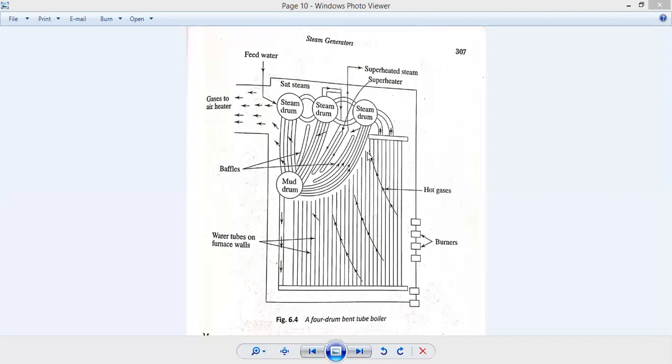There is easy replacement of defective tubes without removing the neighboring tubes. Only the one defective tube needs to be replaced, and we don't have to open the headers, etc. So it is very easy to maintain. Next comes the heat absorption in water tube boilers.